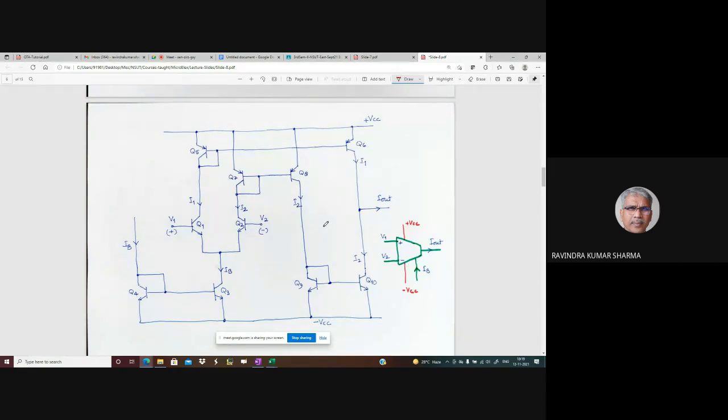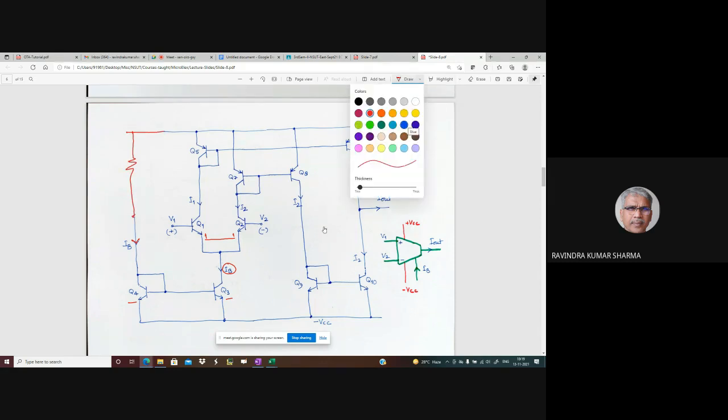Let me recap that. Q1 and Q2 make the differential pair, and this differential pair is biased with IB. IB is created by the current mirror Q3 and Q4. Here current IB is injected. This current IB can be injected either by connecting a resistance between plus VCC and this point, or alternatively by connecting a resistor between this point and ground, right?